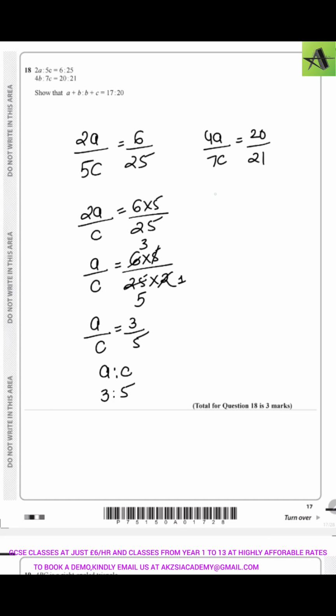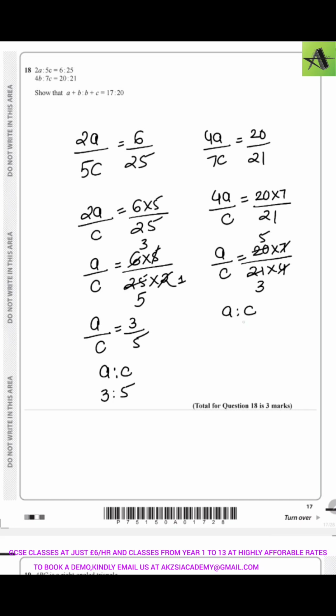Multiply both the sides by 7, you'll get 4a over c is equal to 20 into 7 over 21. Divide both the sides by 4, a over c is equal to 20 into 7 over 21 into 4. 7 times 3, 4 times 5. So a ratio c is 5 ratio 3. So what's given here, I'm sorry, I've been writing a, it's b. So b ratio c is 5 ratio 3.